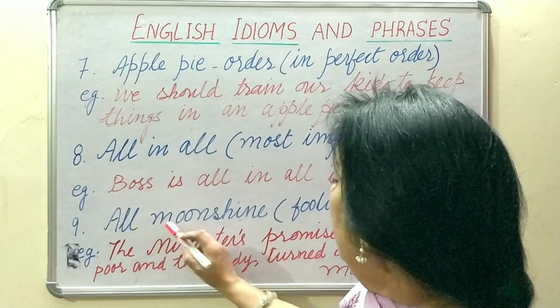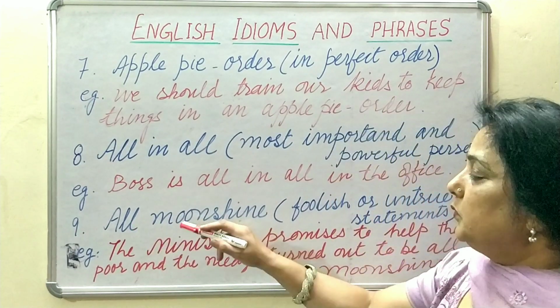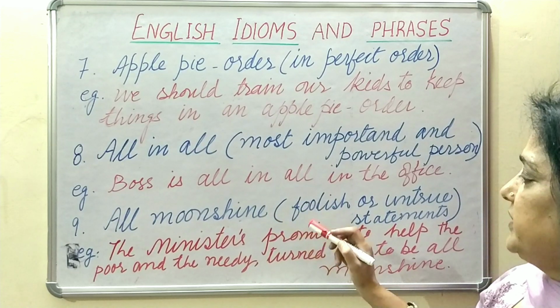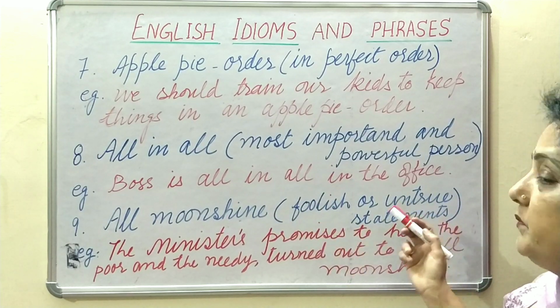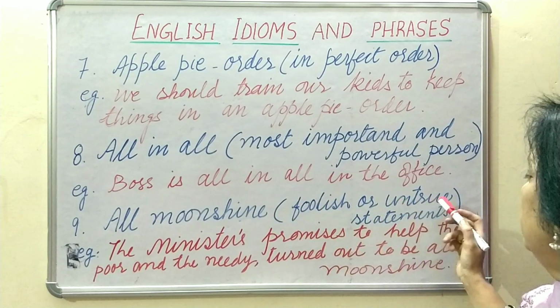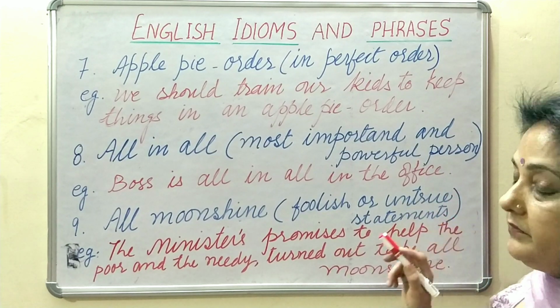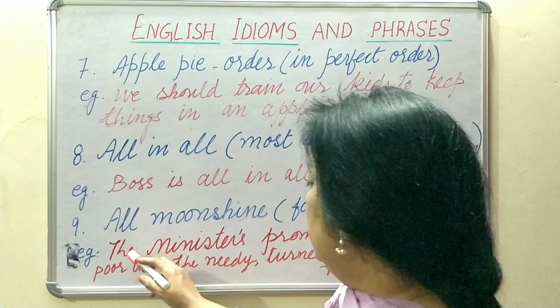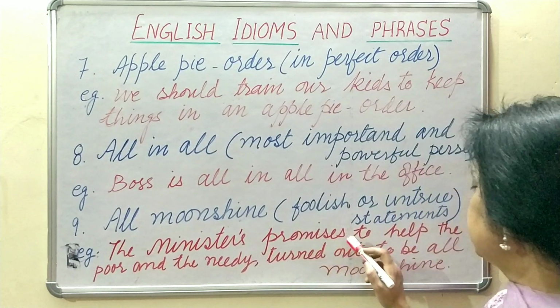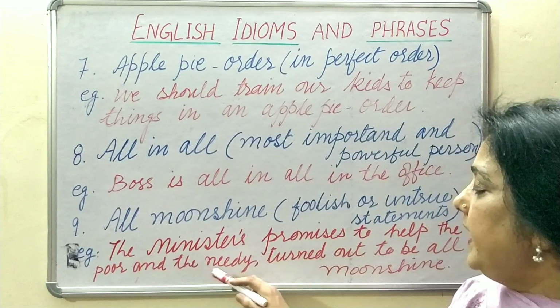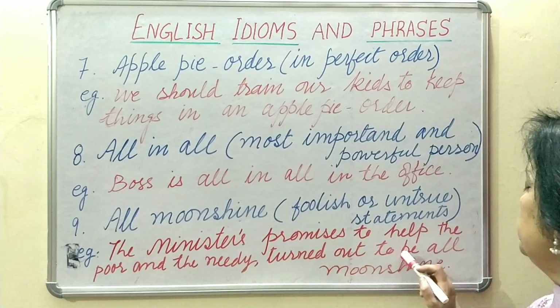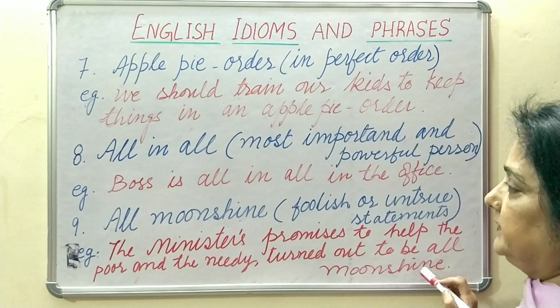Next is all moonshine. All moonshine means false promises or foolish or untrue statements. For example, the minister's promises to help the poor and the needy turned out to be all moonshine.